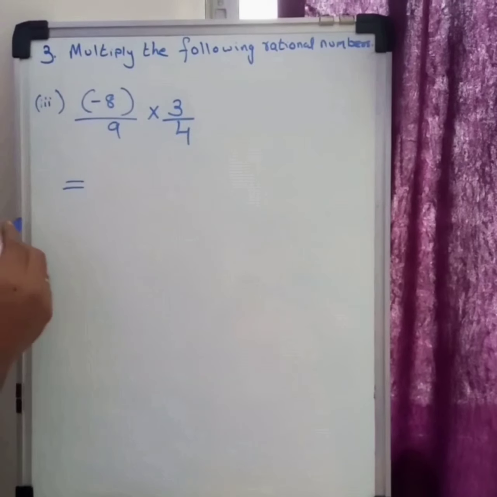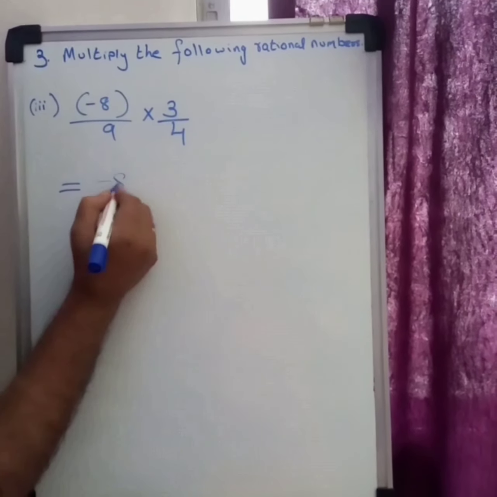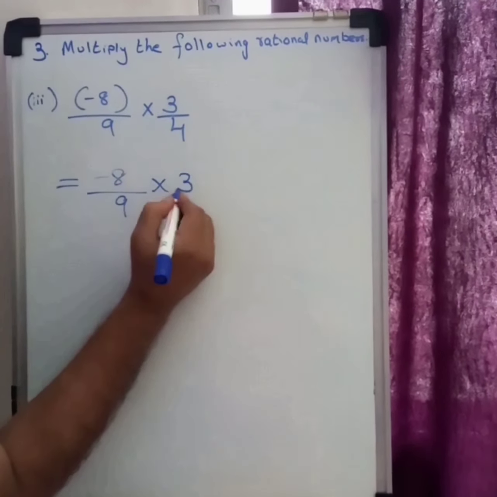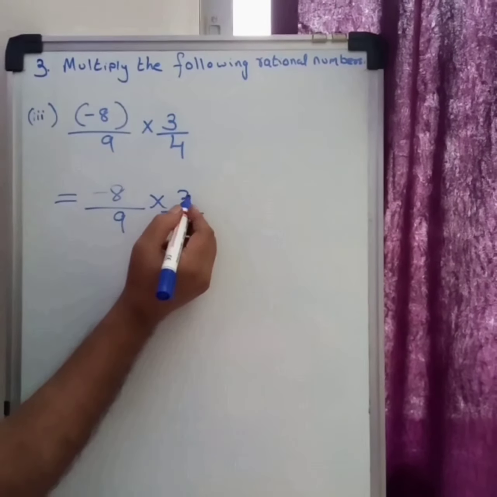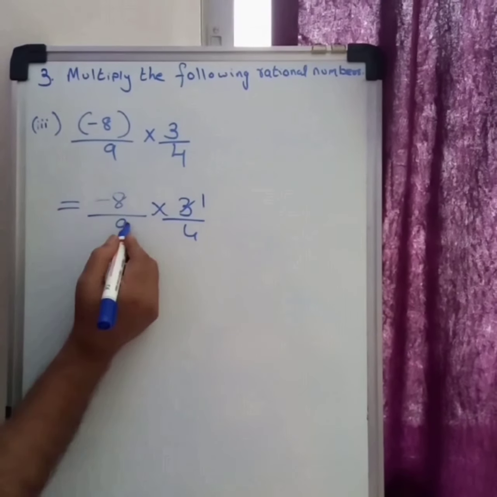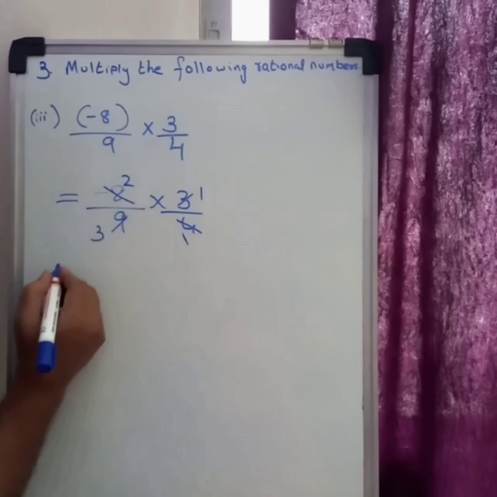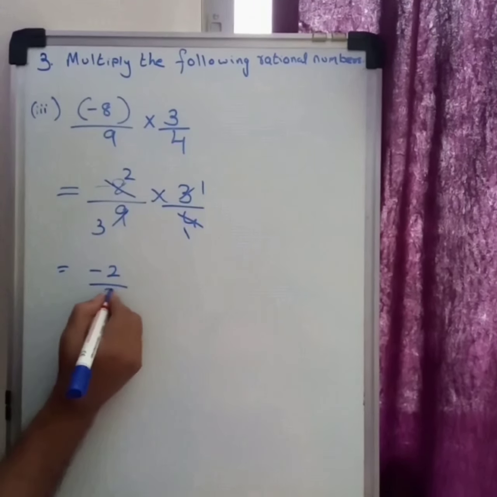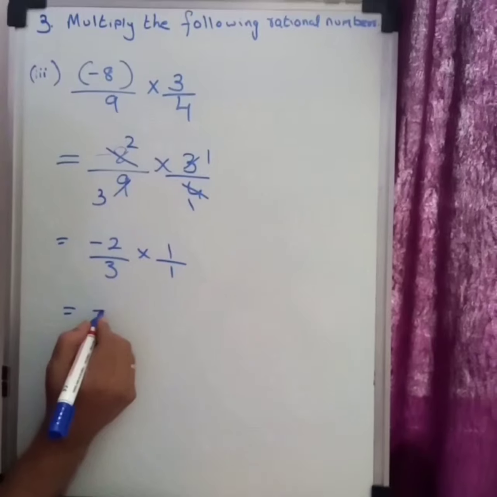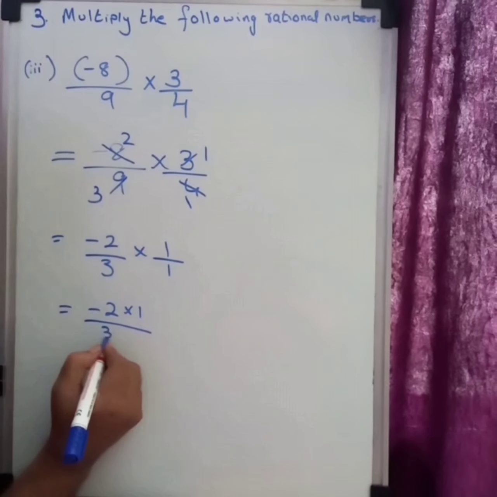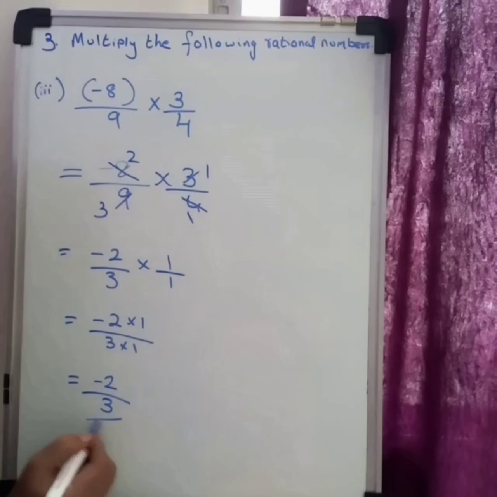Now we are going to solve the third sum. In this case, it is minus 8 upon 9 into 3 upon 4. Here you can do one thing. 9 and 3 go in the 3's table, so 3 ones are 3 and 3 threes are 9. In the same way, 4 also: 4 ones are 4 and 2 twos are 4. So it is minus 2 upon 3 into 1 upon 1. So it will be minus 2 into 1 upon 3 into 1. So it comes up to minus 2 upon 3.